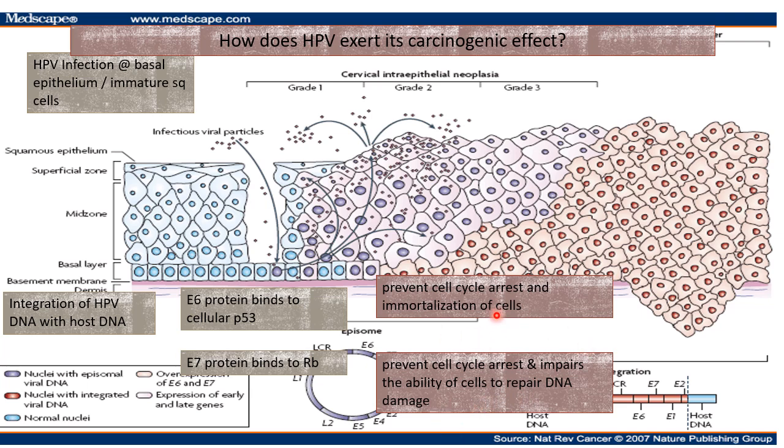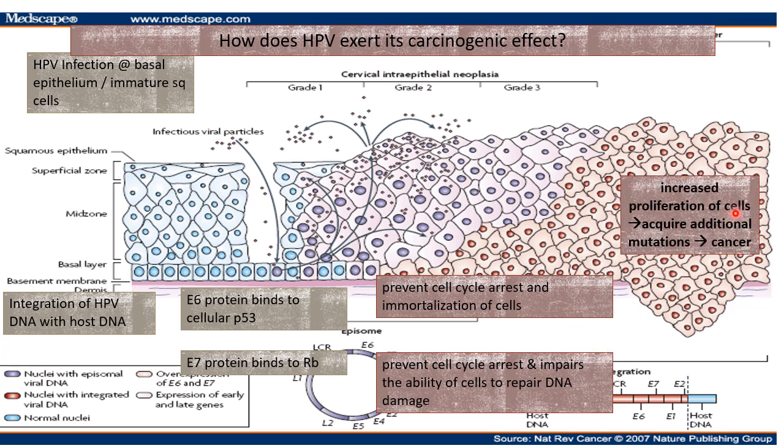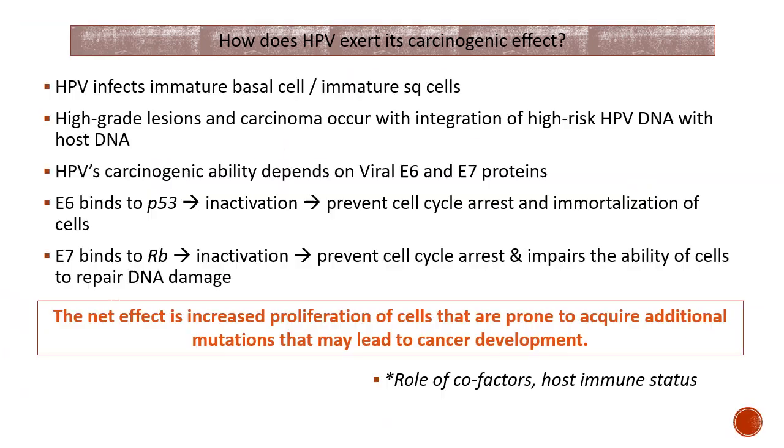So now imagine a clone of cell population which will just not die and keep proliferating, and on top of that they may have DNA damage, so the cells that are proliferating are also abnormal. So what you get is a net effect of increased proliferation of cells, but these cells are also abnormal, so they have the potential to acquire additional mutations and subsequently progress to cancer.